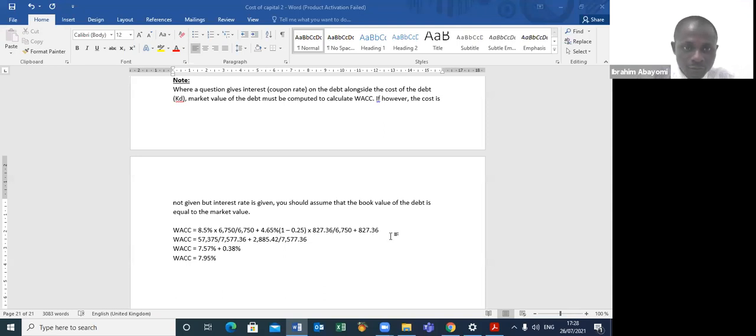Okay, good. Now let's look at requirement B, the B part of the question. Now the B part is saying we should what? Make an assessment of the firm's expected cost of debt, cost of equity, and weighted average cost of capital after the redemption of the existing debt and the issue of the new bond. I believe you can still remember the scenario.